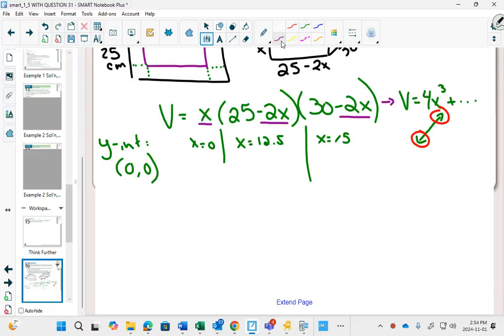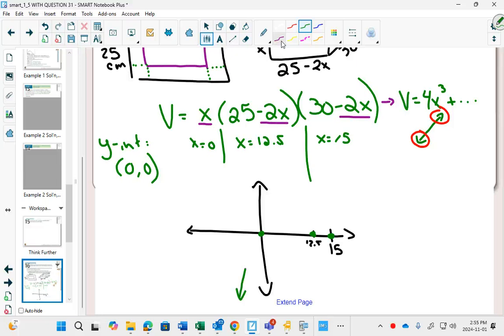Now we can do the rough sketch of our graph. 15 is the biggest number, so I'm going to pick 15 here. 12.5 then would be about maybe here. So 0, 12.5, and 15. Based on my end behavior and the multiplicity of each of those being 1, I'm going to start down here, straight through, straight through, straight through.